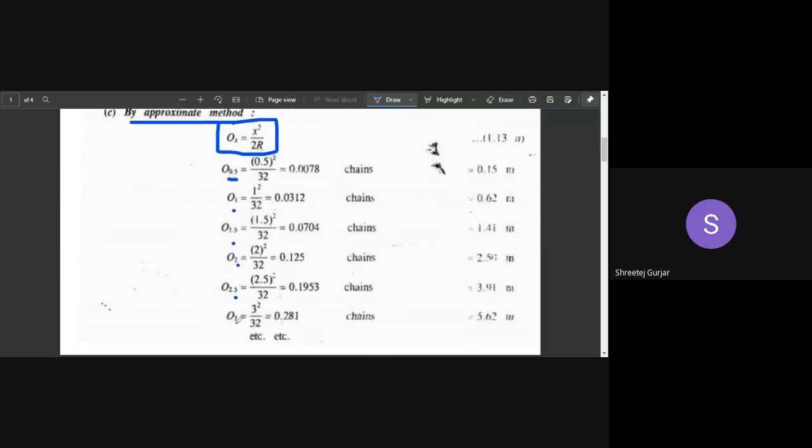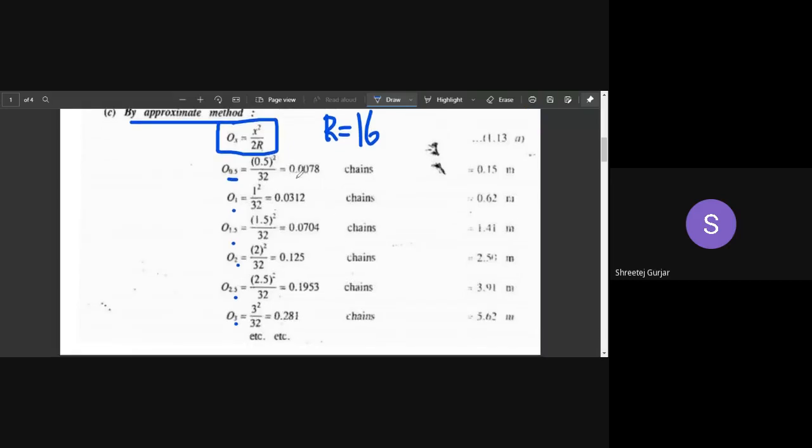So the next thing is your approximate method. I have told you the approximate formula is x square by 2r. This formula is applicable for both radial offset as well as perpendicular offset. X square will start from 0.5, 1, 1.5, 2, 2.5 and 3, and 2r is nothing but 16 into 2, since the radius we have considered is 16 chains. So 2r is 32, and it is constant everywhere. Only the numerator goes on changing, increasing by 0.5.